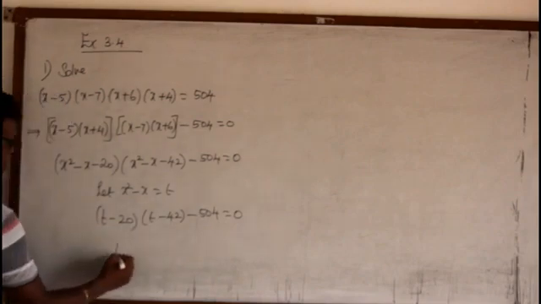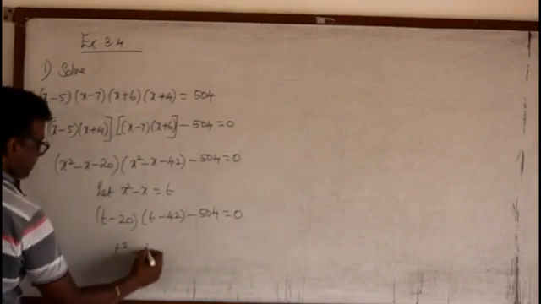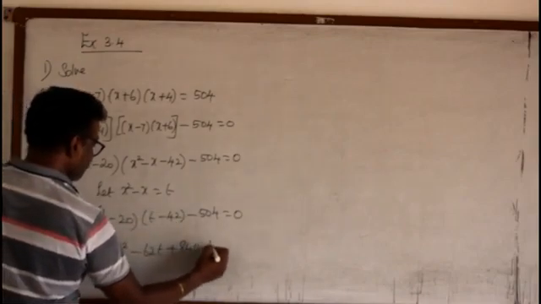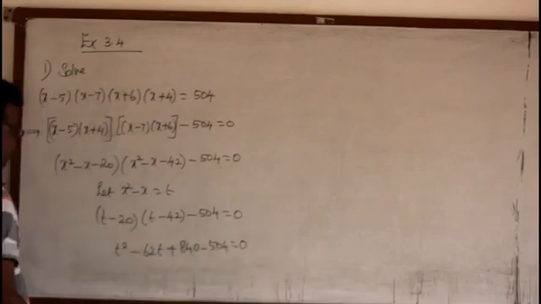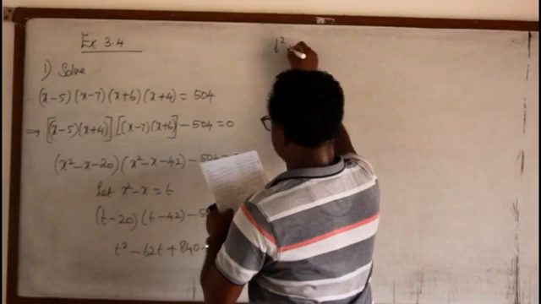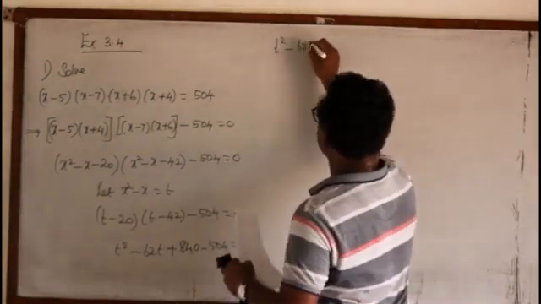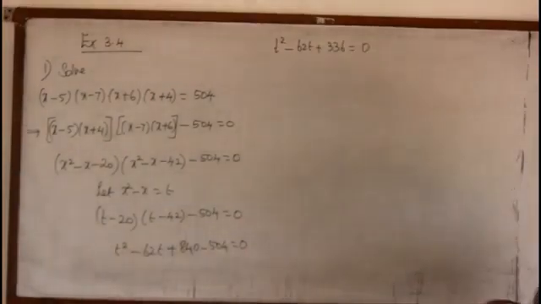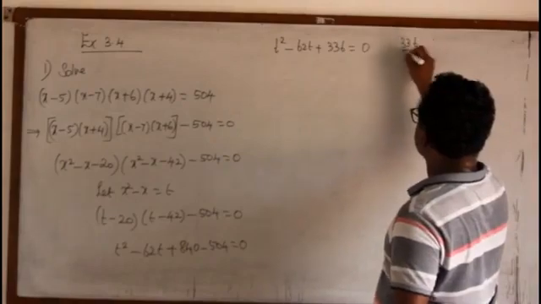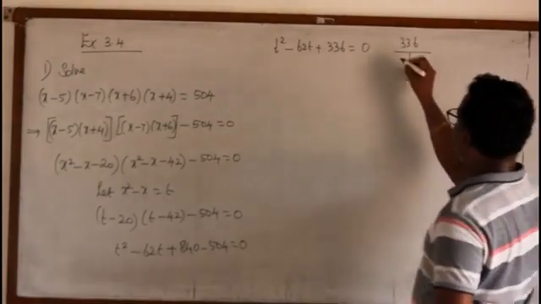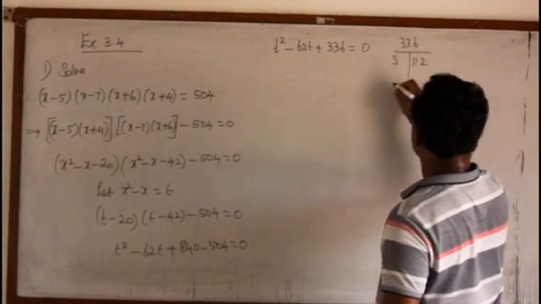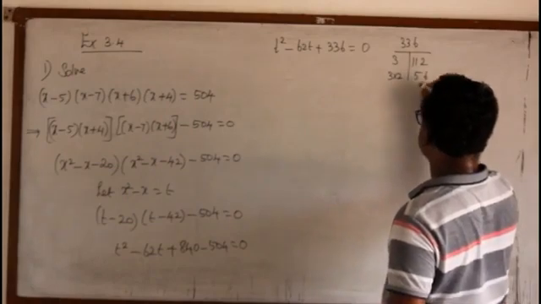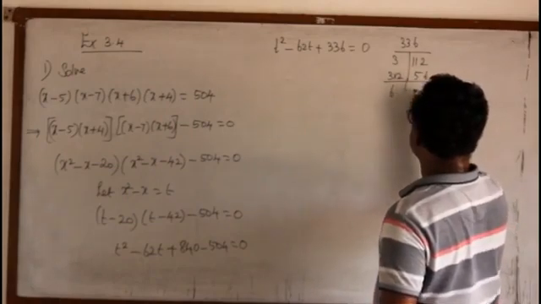Now I can multiply: t square minus 62t plus 840 minus 504 equal to 0. It is t square minus 62t plus 336 equal to 0. It's a quadratic equation in t. We shall try to factorize this 336. If I divide by 3, it is 112, again by 2, it is 56 times 6. So it is 6 into 56.